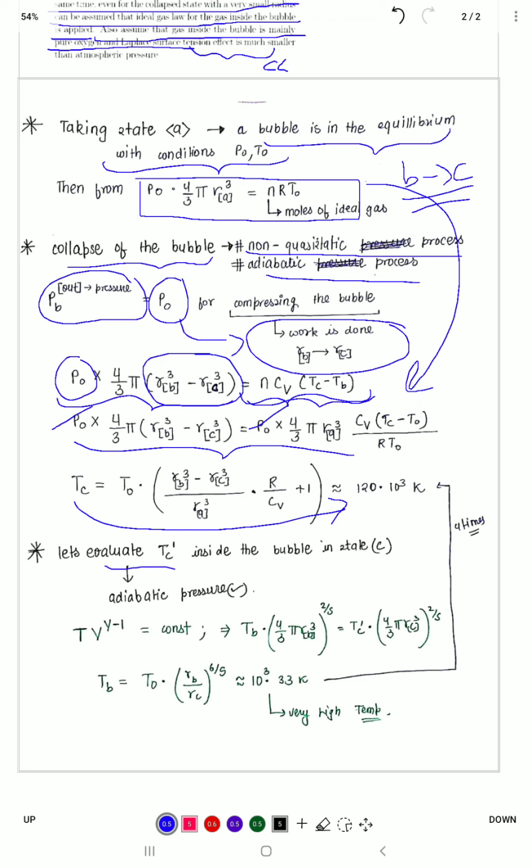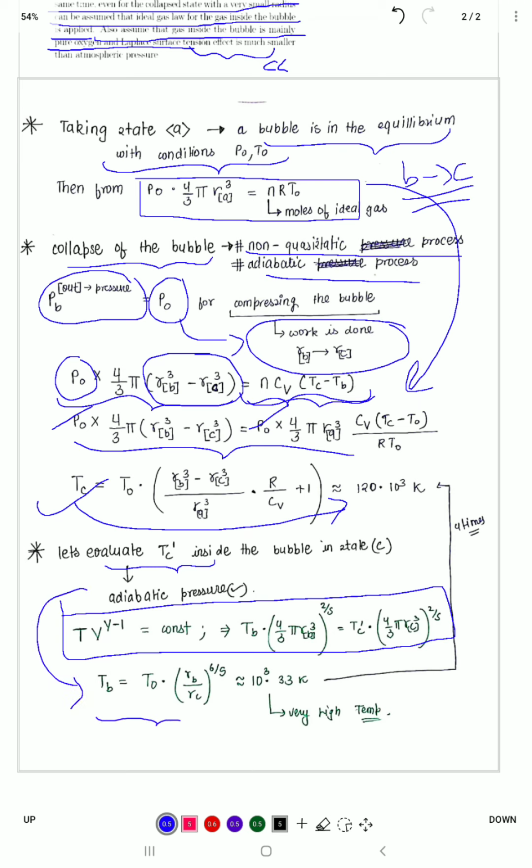Now if we consider it to be an adiabatic process, we just apply TV to the power gamma minus 1 is constant. Here we talked in terms of energy, in the non-quasi-static interpretation. In the adiabatic interpretation we talk about temperature in terms of TV to the power gamma minus 1. Since the gas was a diatomic gas, here we can consider it to be approximately 33, putting all the values given in the question, we'll get 33 × 10^3 Kelvin. It's a very high temperature actually, and here we'll get 120 × 10^3 Kelvin. I hope you like the question. Thank you.